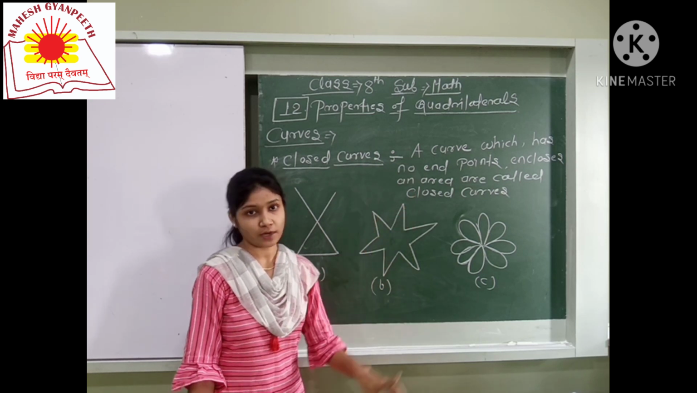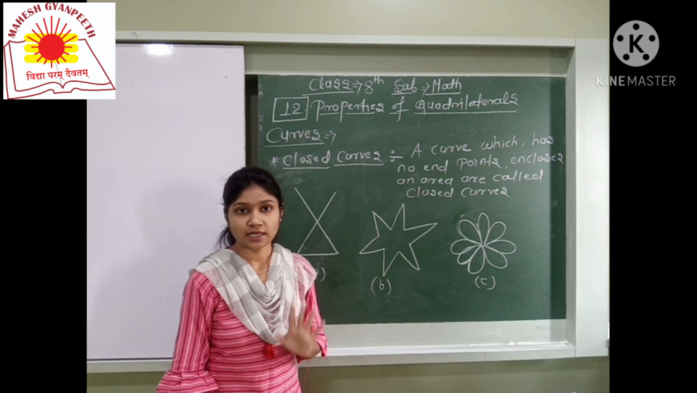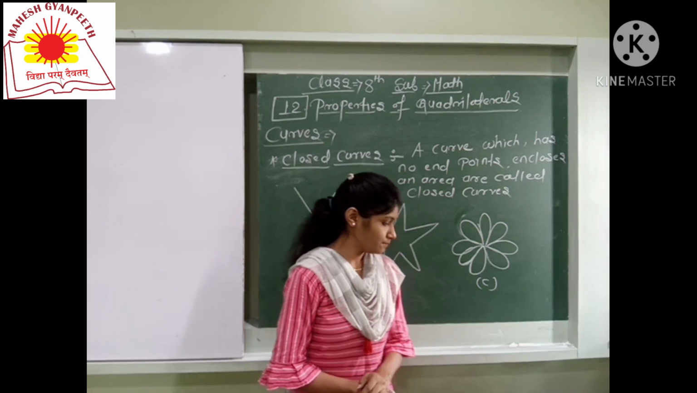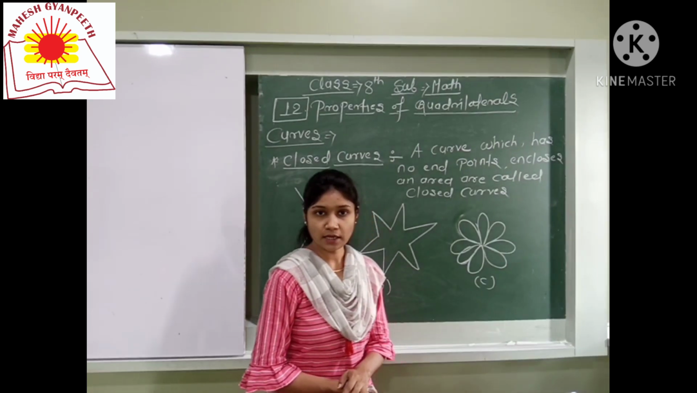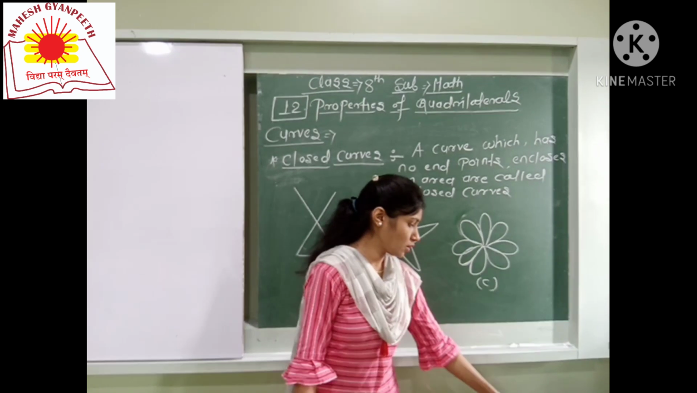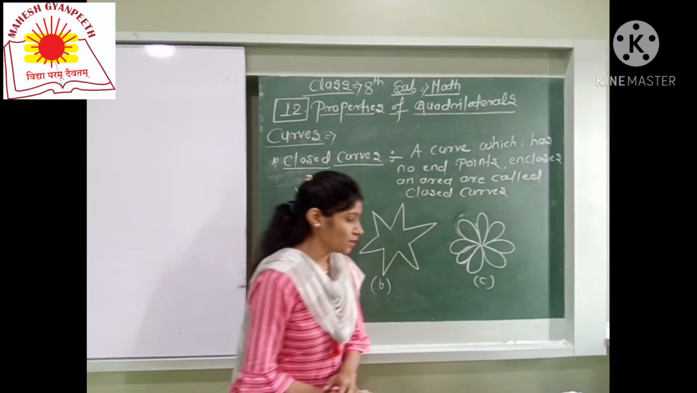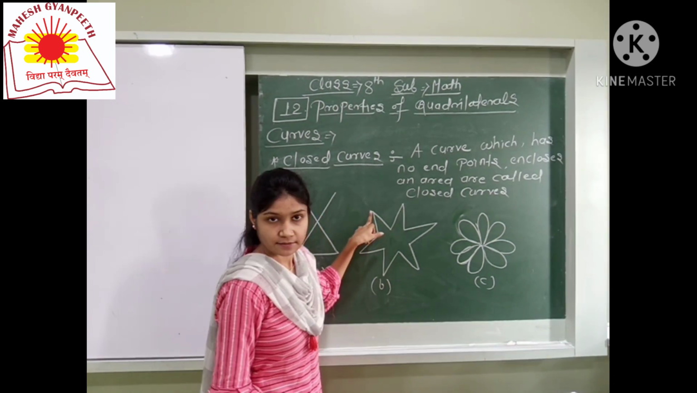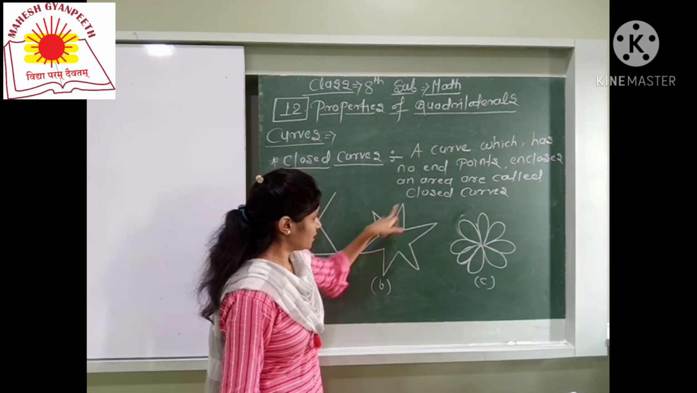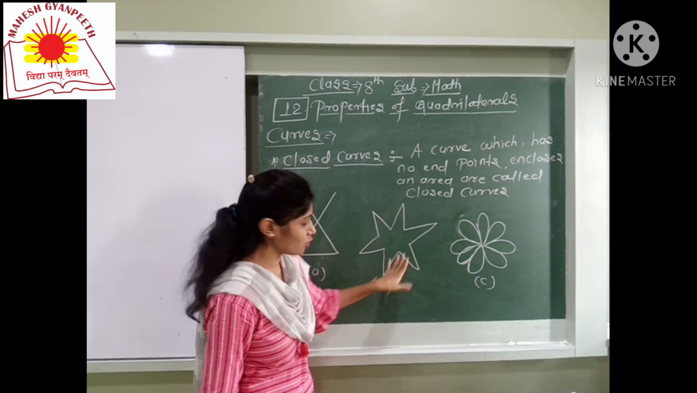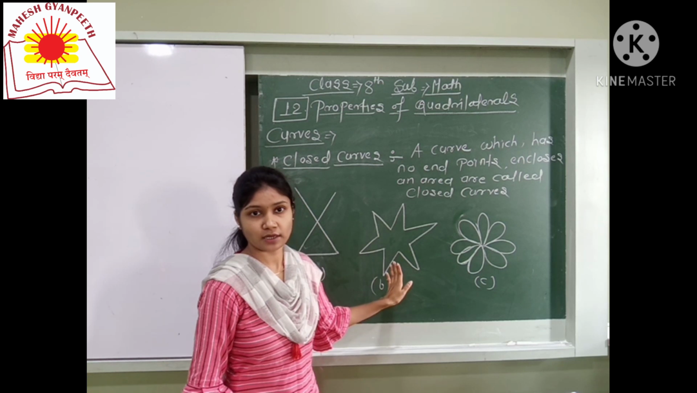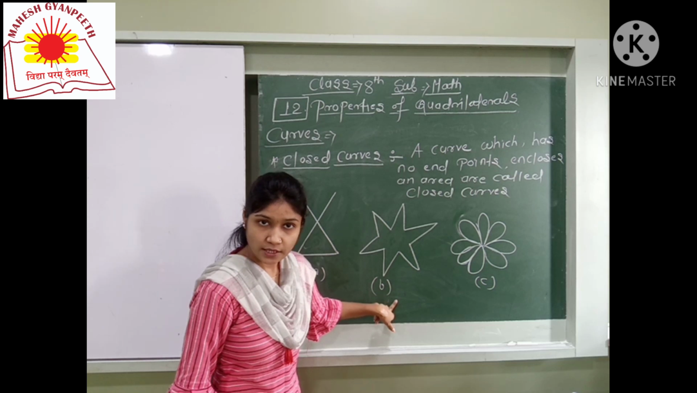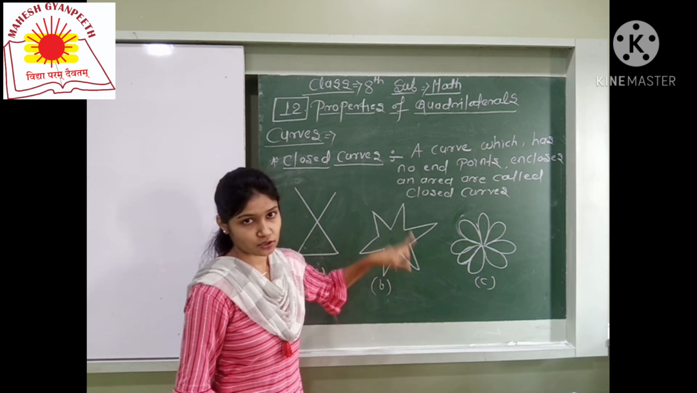This figure is also called a simple curve, but there is one condition. A simple closed curve, or simple closed figure, is a closed curve that does not pass through one point more than once. It means the point you started from should not intersect. Do you see any intersection in these figures? No. So it is called a simple closed figure, a simple closed curve, and also a closed curve.